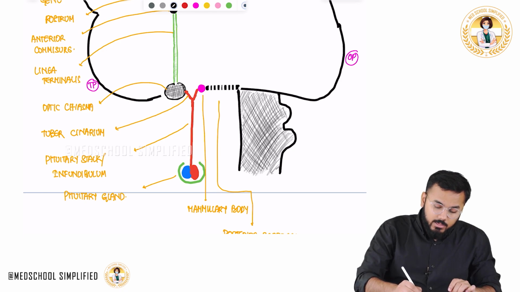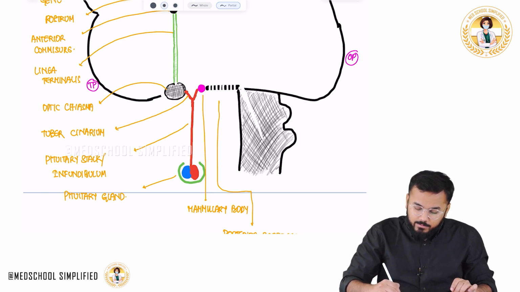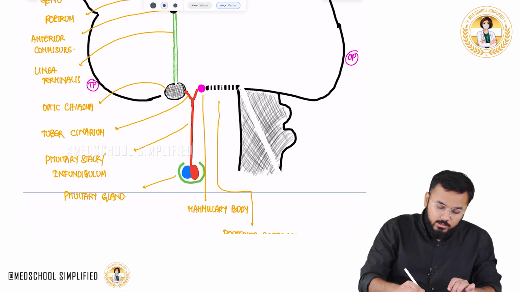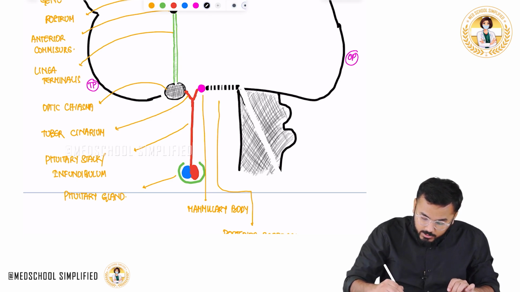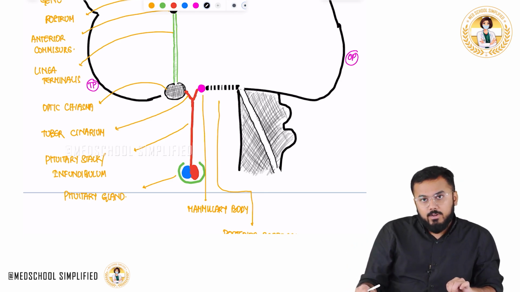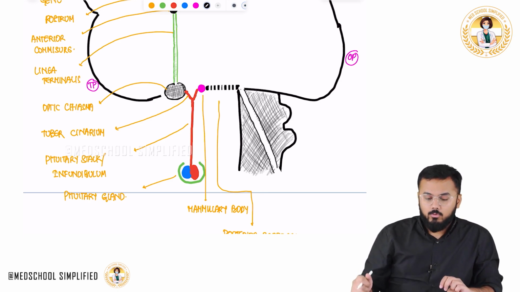For example, if I make a gap over here, you see this gap? This gap over here is called your cerebral aqueduct. Now, the cerebral aqueduct divides the midbrain into two parts. One is on the upper part, one is on the lower part, right?